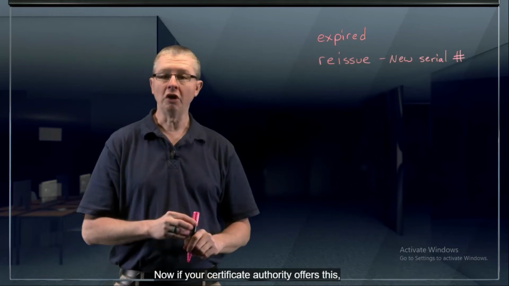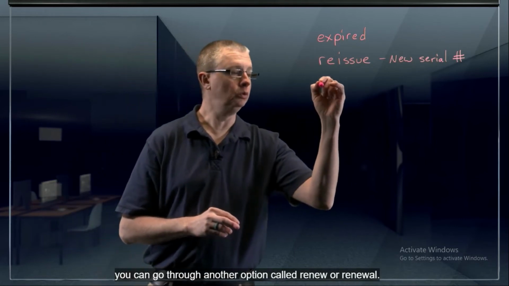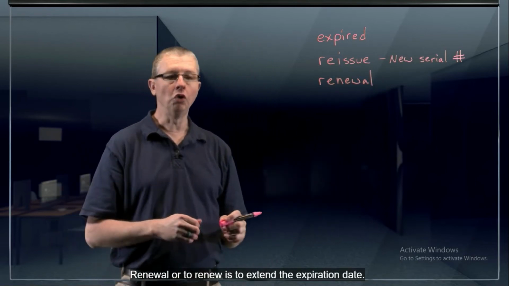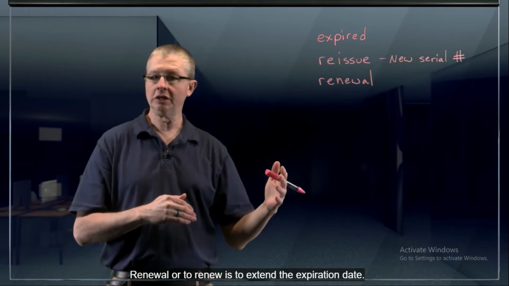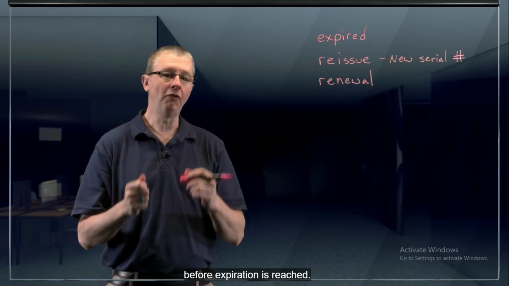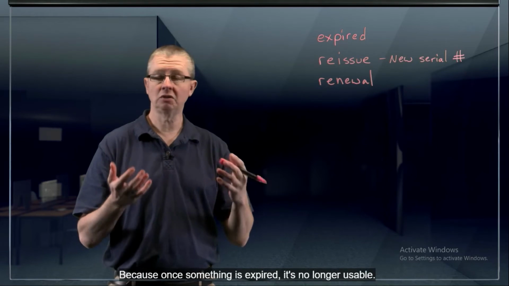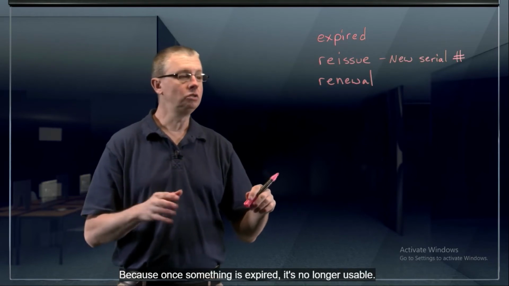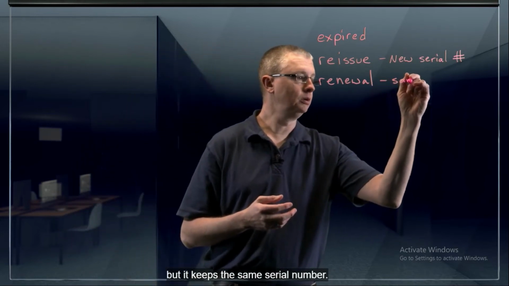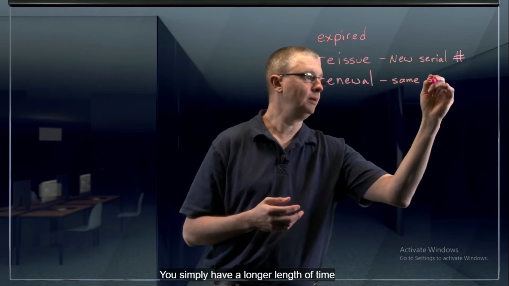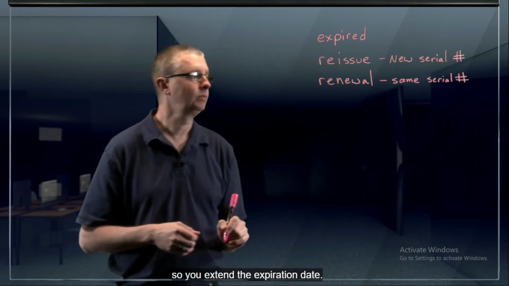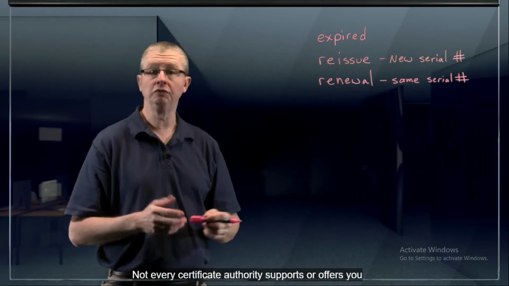Now, if your certificate authority offers this, you can go through another option called renew, or renewal. Renewal, or to renew, is to extend the expiration date. If your CA allows this, you must complete renewal before expiration is reached, because once something is expired, it's no longer usable. So renewal takes place before expiration, but it keeps the same serial number. You simply have a longer length of time before expiration will be reached. So you extend the expiration date. Not every certificate authority supports or offers you renewal services.